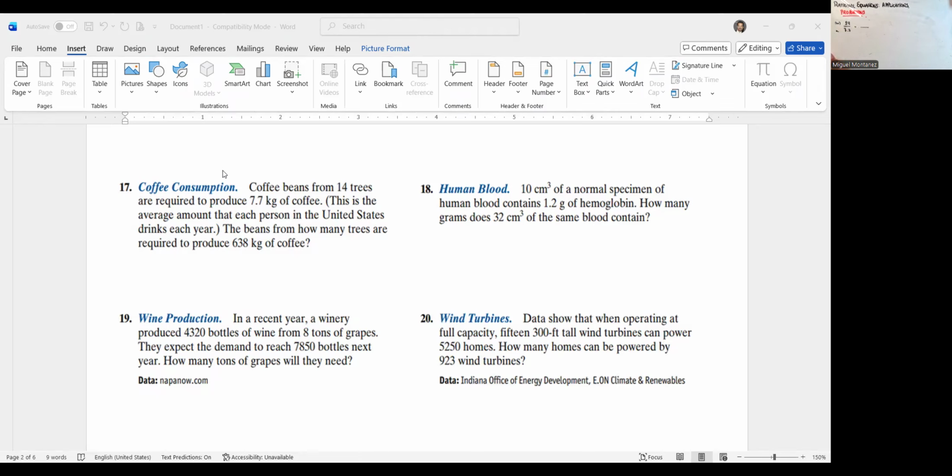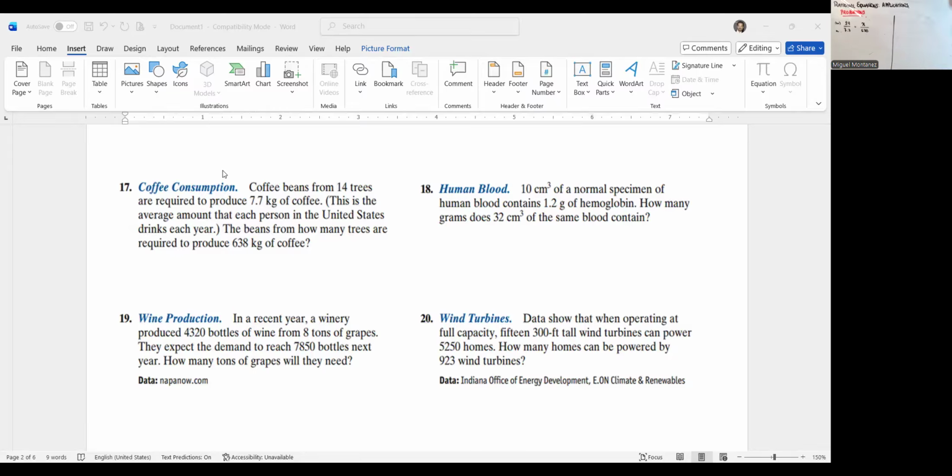We want to know how many trees are required to produce 638 kilograms of coffee. Notice it doesn't matter how we organize it as long as we organize it properly. If we place the number of trees in the numerator and the amount of coffee in the denominator, the other fraction has to be set up the same way. How many trees? This is the unknown, so we're solving for x. Let me leave it here.